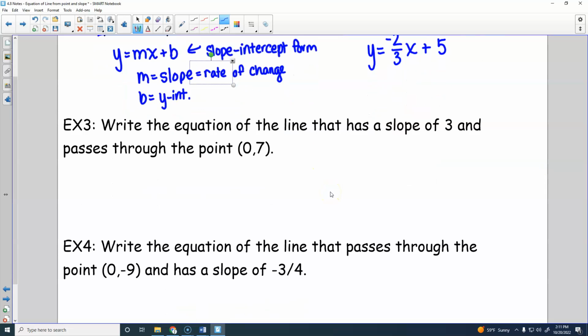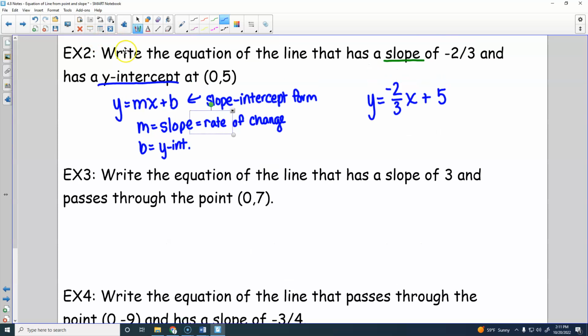All right. Now, this next one's the same, but it's a little bit trickier. It's worded a little bit different. It still says the same stuff at the beginning. Write the equation of the line that has a slope of 3. And the last time it said it has a y-intercept of (0, 5). This says it passes through the point (0, 7). So it doesn't tell us that this is the y-intercept. But it is. How do I know it's the y-intercept?